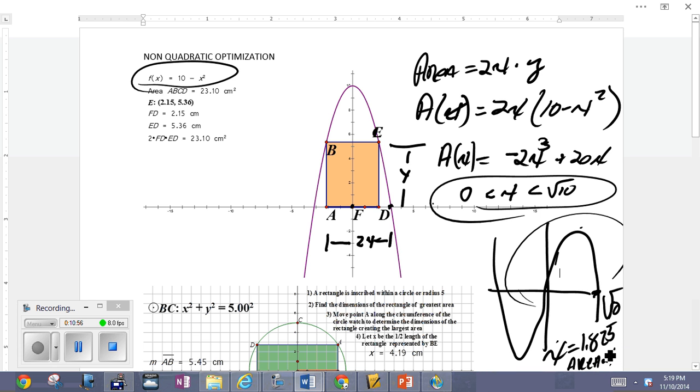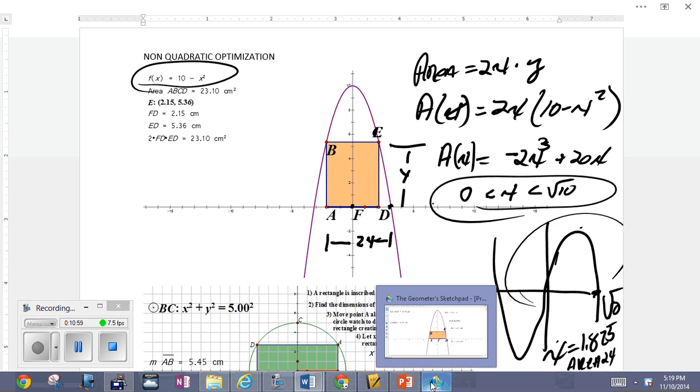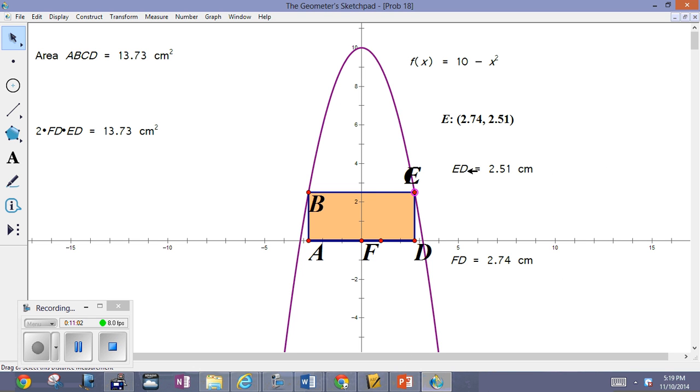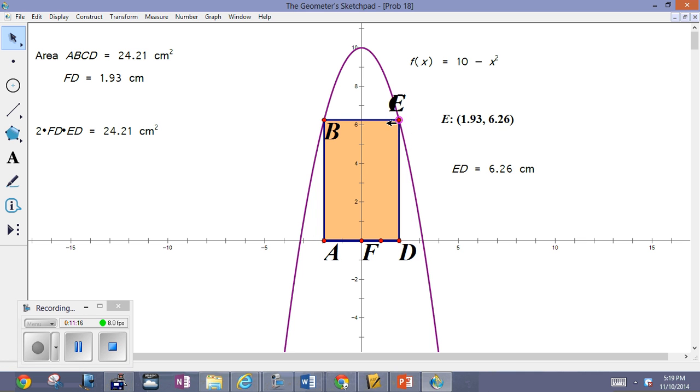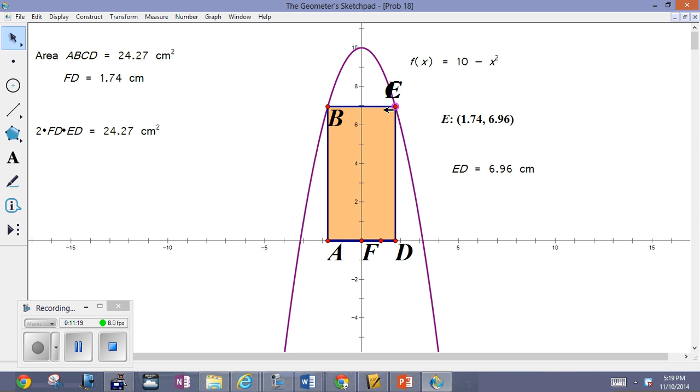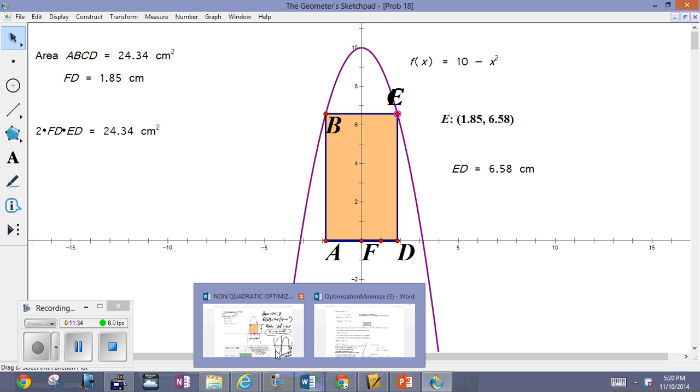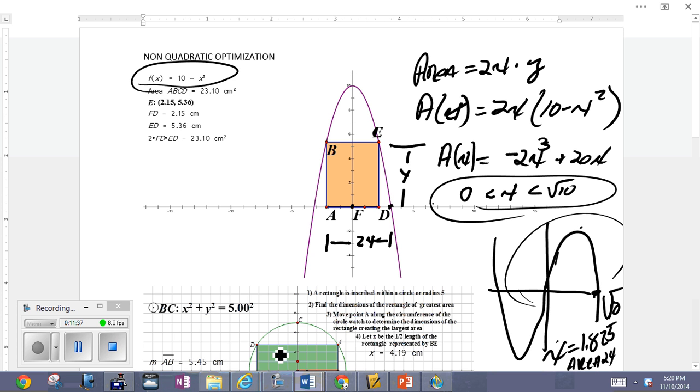So let's go back to the sketch. Let's see if that proves to be the case. I'm watching my x value, which is FD here. I'm watching my area, and they should be in line with what I just figured out. My area is going to match. It's reached its highest point there, right? It's just about 24.34185. I think that's pretty consistent with what we just saw here. Yeah, that's pretty consistent right there.